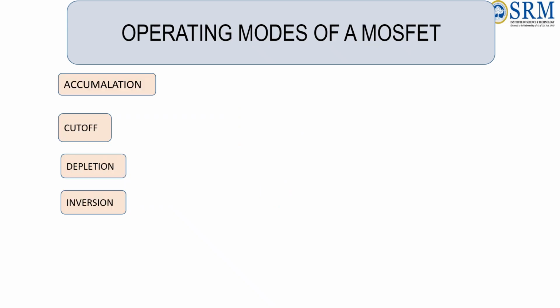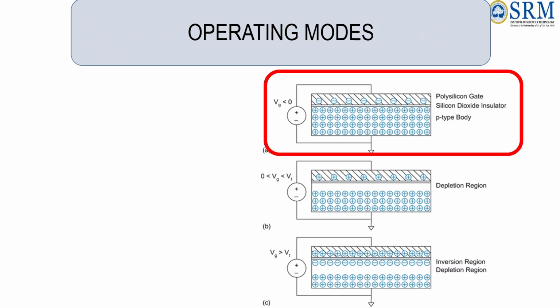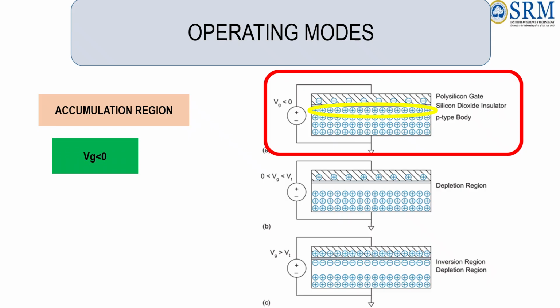A quick recap on the different operating modes of a MOSFET: the accumulation, cutoff, depletion, and the inversion region. First, we'll see about the accumulation region. In all our discussions, we concentrate mainly on the N-channel MOSFET. The substrate of the N-channel MOSFET is of p-type. So, when more holes accumulate at the surface, we call this as the accumulation region. And this happens when Vg is less than 0.